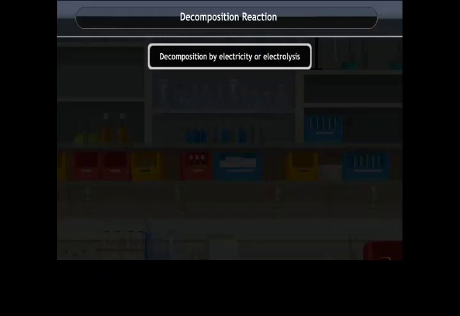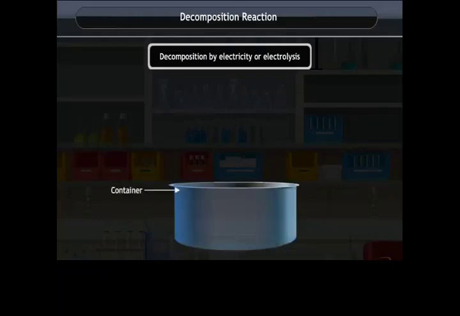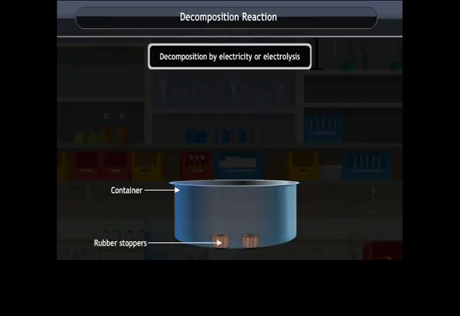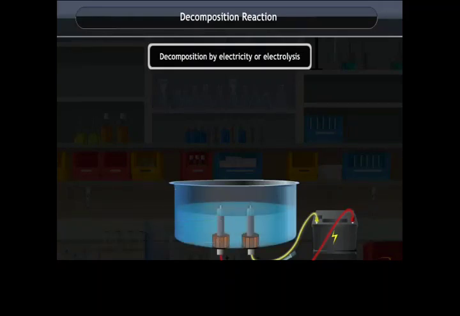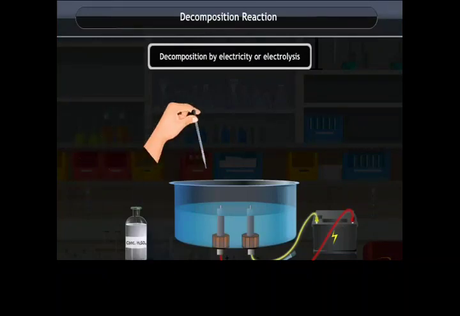Decomposition by electricity or electrolysis. Let us explain it with the help of an activity. Take a plastic mug. Drill 2 holes at its base and fit rubber stoppers at these holes. Insert carbon electrodes in these rubber stoppers. Connect these electrodes to a battery. Fill the mug with water such that the electrodes are immersed. Add a few drops of dilute sulfuric acid to the water.